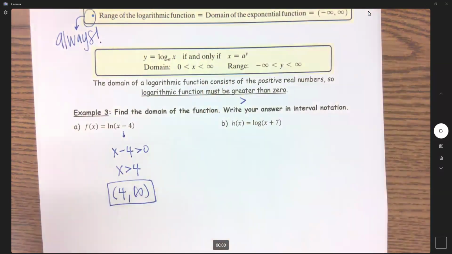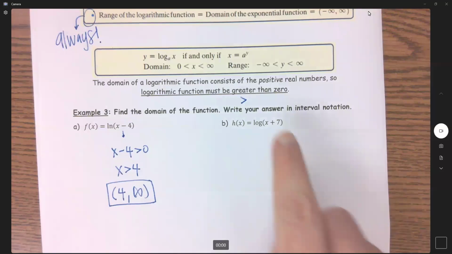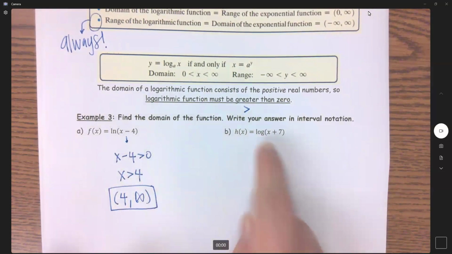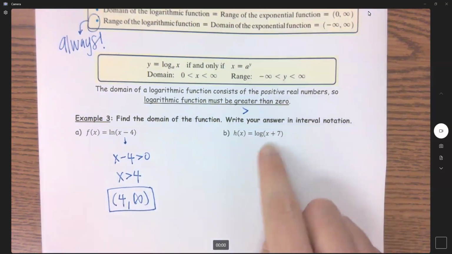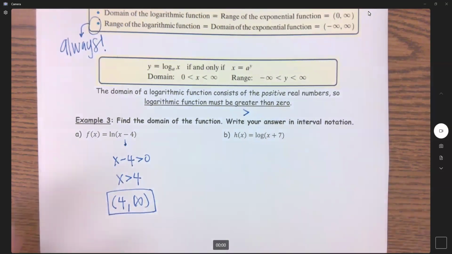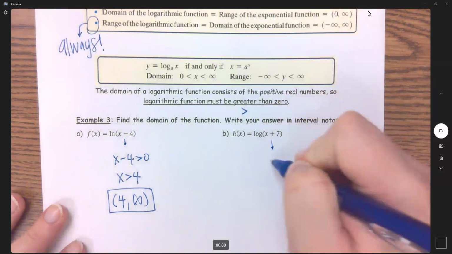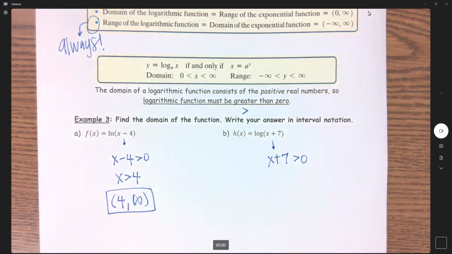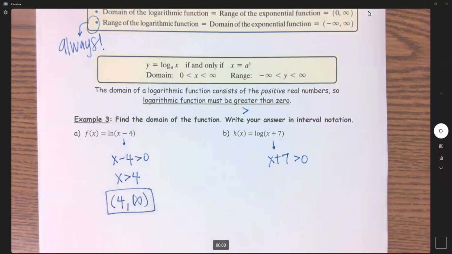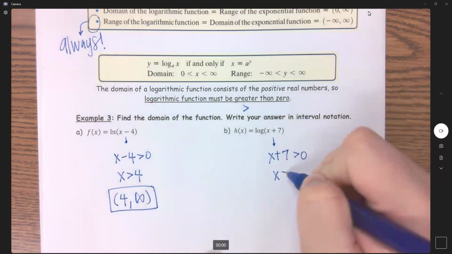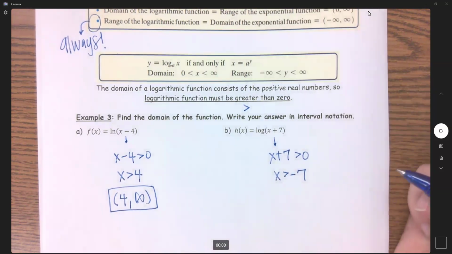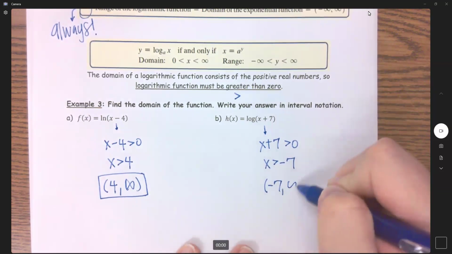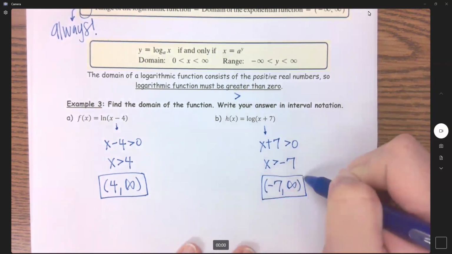But anywho, same thing here. We have a log. Notice it doesn't matter if it's a natural log, a common log, or a log with any base. All I care about is what's within that log. So I take what's within it, x plus 7, and set that to be greater than 0. Subtract the 7 over, and we get x must be greater than negative 7. So in interval notation, that is negative 7 to infinity.